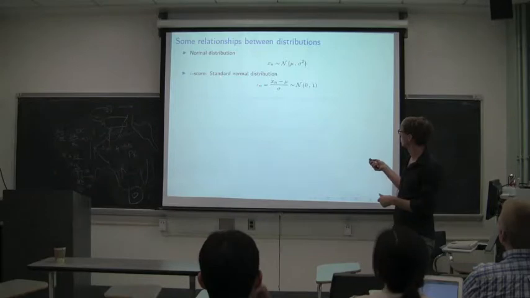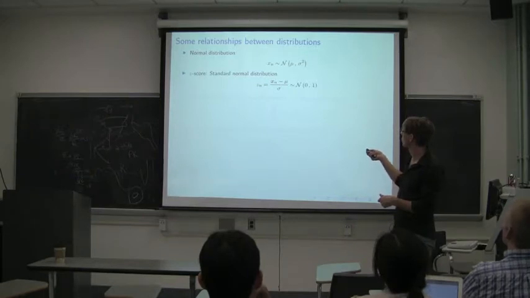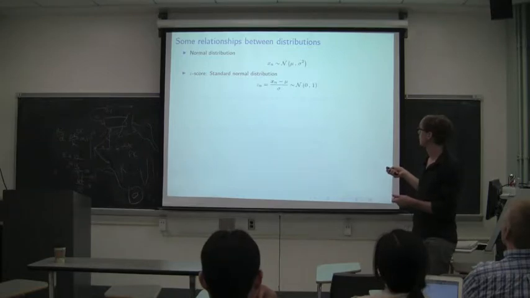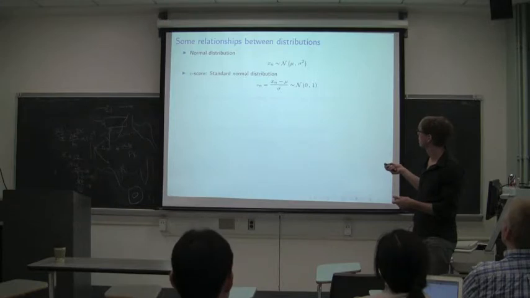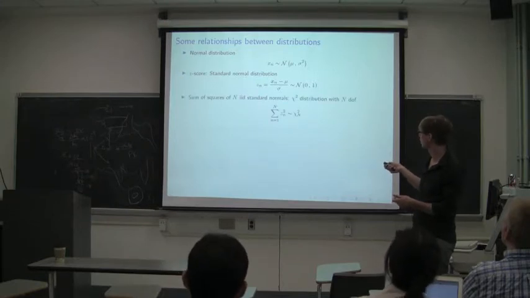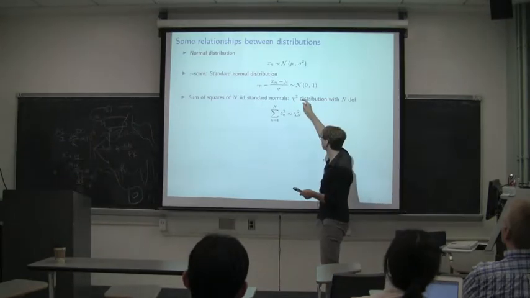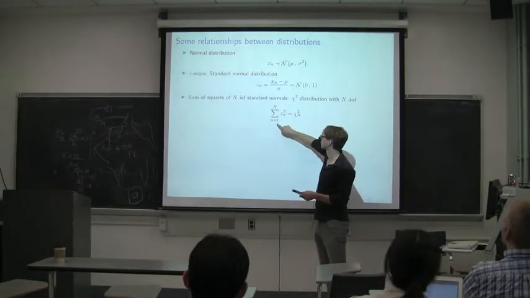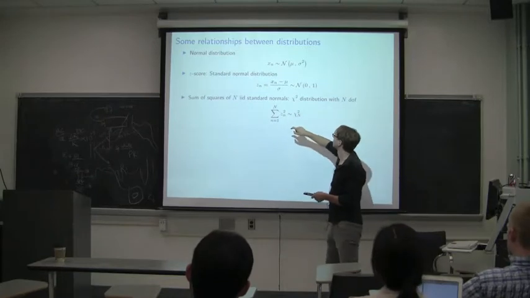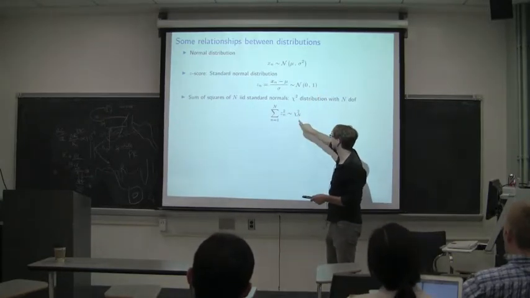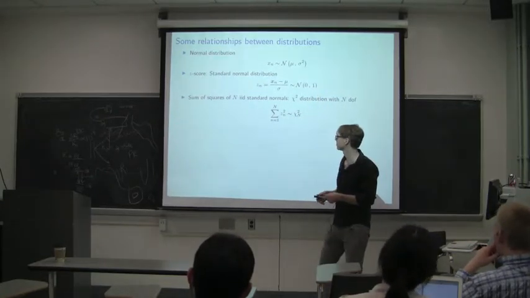A z score is typically x minus the mean over the standard deviation, and this is a standard normal. If we now take the sum of squares over IID standard normals, then we get something that is called a chi-squared distribution. So the sum over n of these 0, 1 normals is a chi-squared distribution with n degrees of freedom.